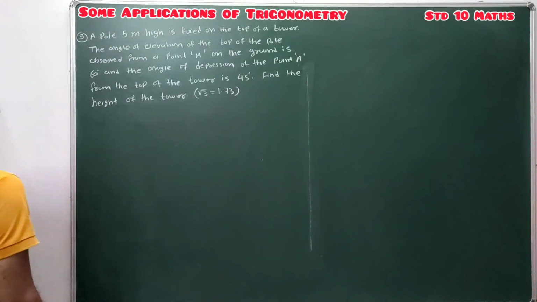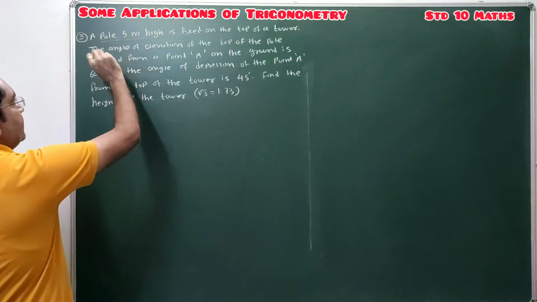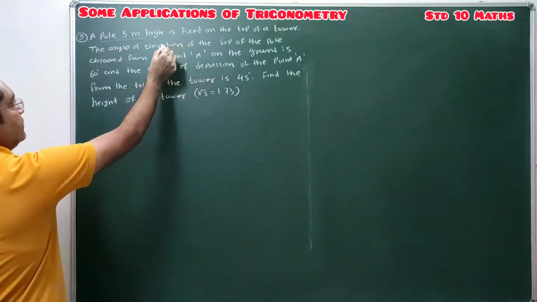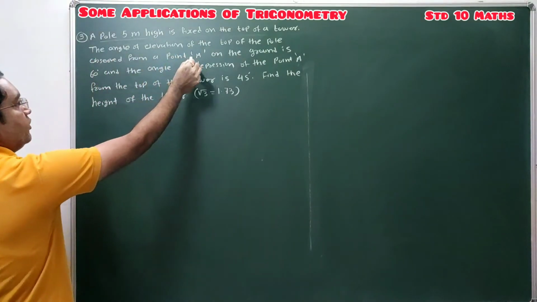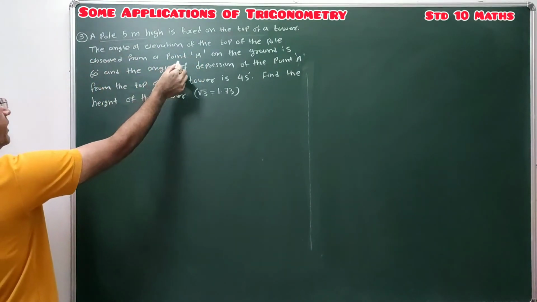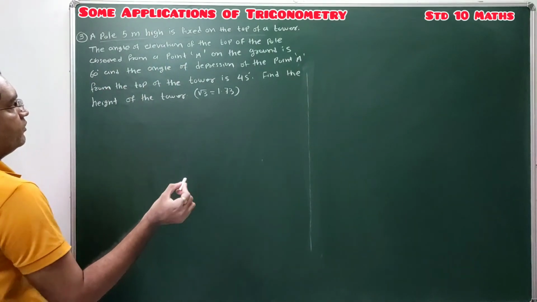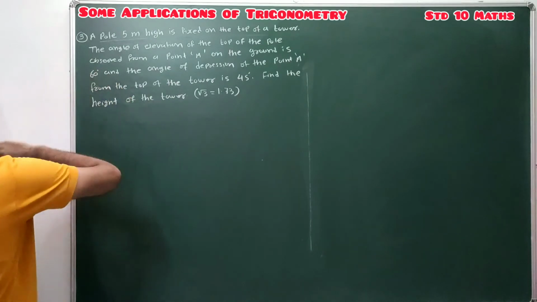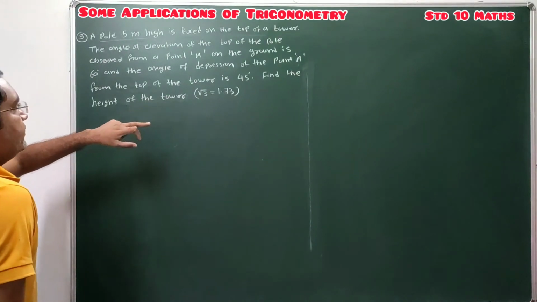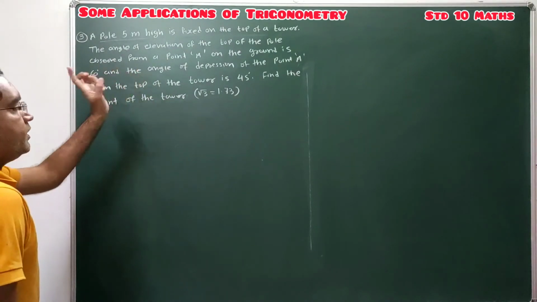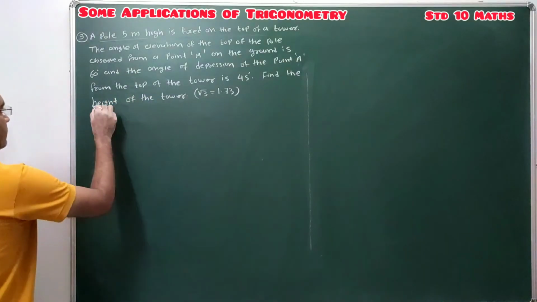Okay, students, now question number 3. A pole 5 meter high is fixed on the top of the tower. The angle of elevation of the top of the pole observed from the point A on a ground. That means we are observing the top of the pole from a point on a ground. So that angle of elevation is 60 degree. And angle of depression of the point A, that is on the ground, from the top of the tower is 45 degree. So find the height of the tower.